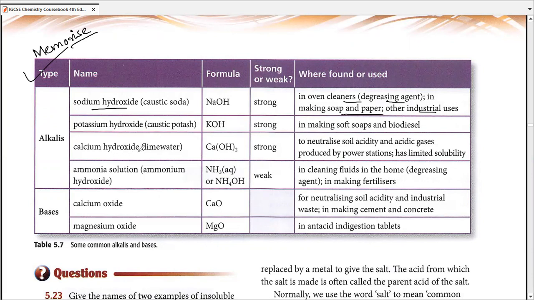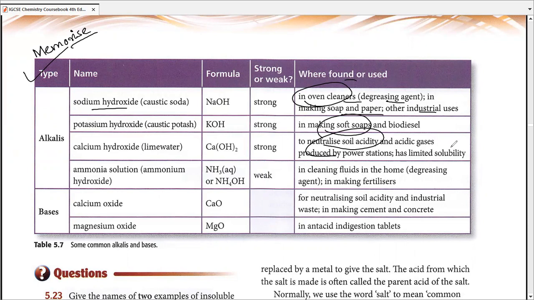Then the next one is calcium hydroxide. We also call it lime water. It's strong. It is used to neutralize soil acidity and acidic gases produced by power stations. So like it's written, where they're found and used. Do I have to memorize every single use, or can I just memorize one or two? If you have to prefer memorizing one or two, try going with the first one in every case. For example, oven cleaners in this one, soaps in this one, neutralizing soil acidity in this one, and so forth, right? If you have to choose.